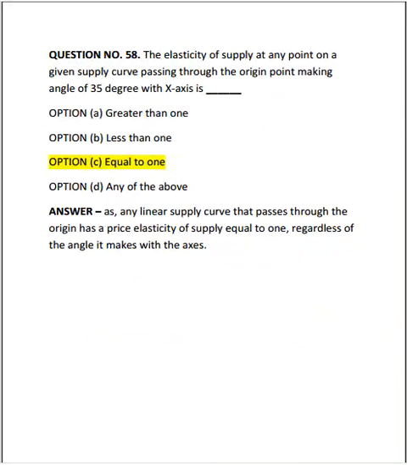Question No. 58. The elasticity of supply at any point on a given supply curve passing through the origin making angle of 35 degrees with x-axis is. Option A, greater than 1. Option B, less than 1. Option C, equal to 1. Option D, any of the above. Answer, C. Any linear supply curve that passes through the origin has a price elasticity of supply equal to 1, regardless of the angle it makes with the axis.